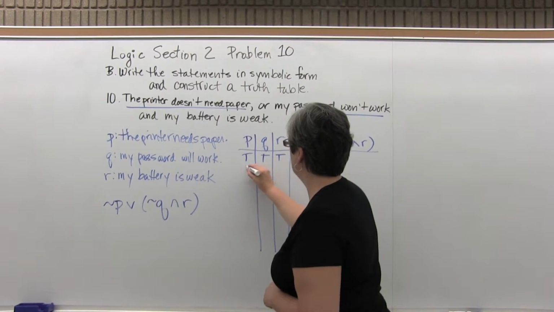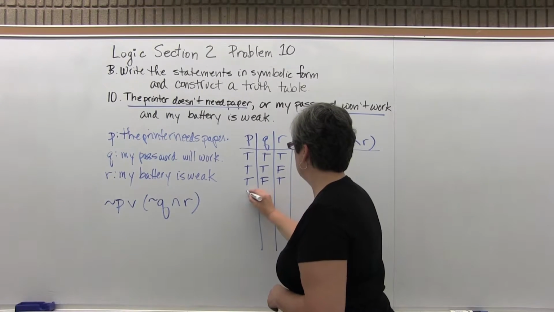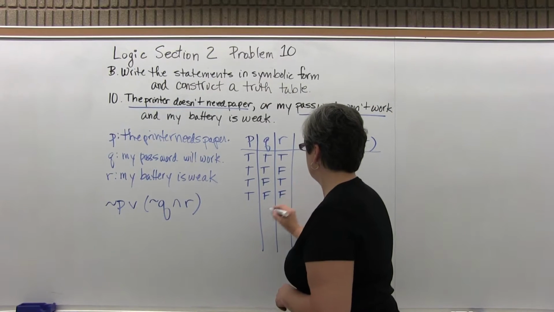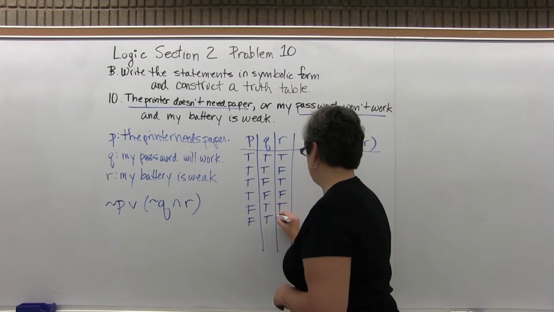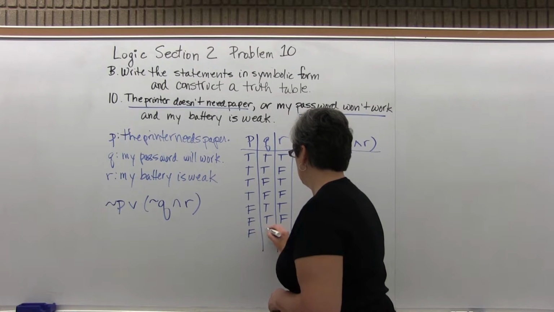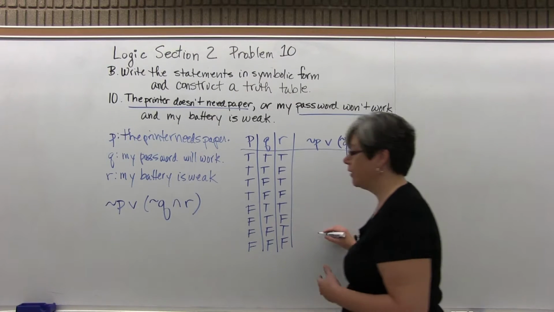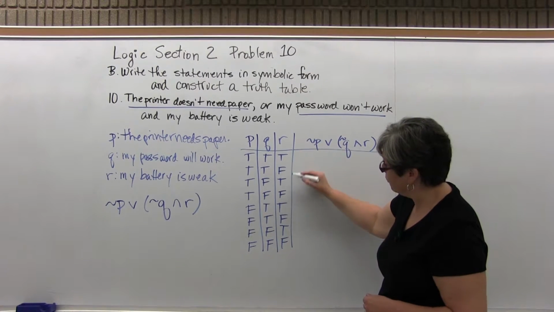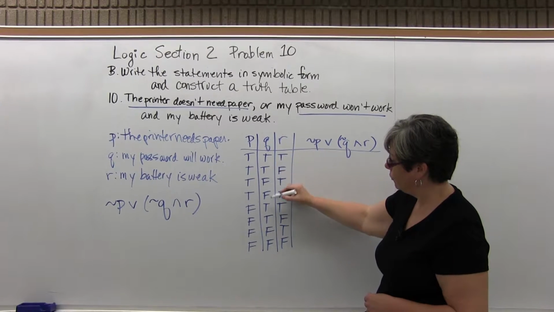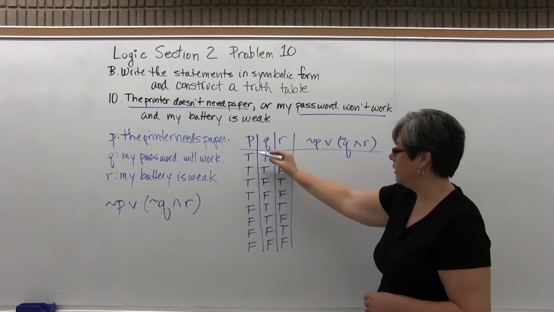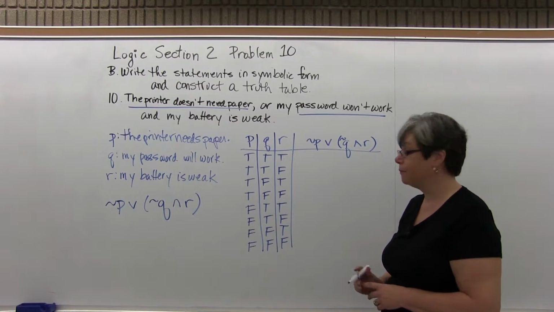True, true, true. True, true, false. True, false, true. True, false, false. False, true, true. False, true, false. False, false, true. False, false, false. Again, we go by twos here. 1, 2, 1, 2, 1, 2, 1, 2. Then by twos, 2 trues, 2 falses, 2 trues, 2 falses. Then by fours. 4 trues, 4 falses, and we're ready to start.